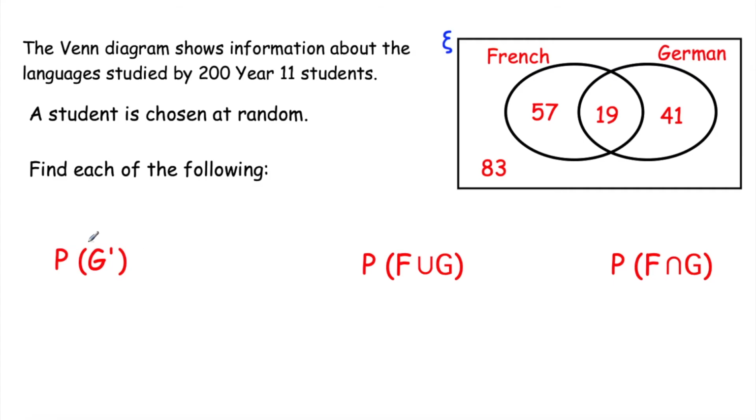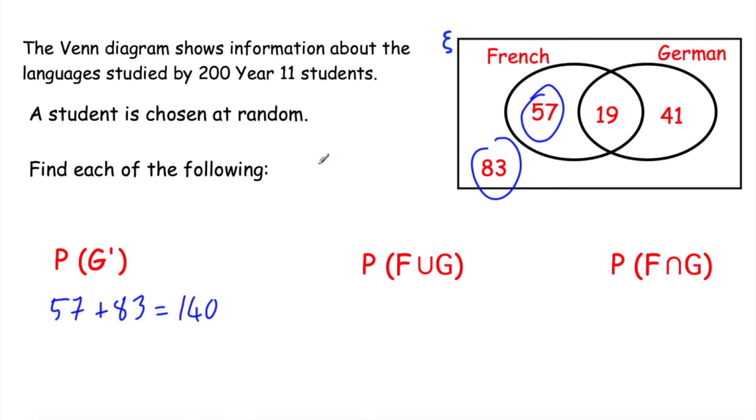Okay, this time we've been asked to find the probability that they don't study German. Remember, G dash means not G. So not studying German, well, that's going to be those students and those students, they don't study German. So we're going to do 57, they don't study German, plus another 83, they don't study any language. And if we add those two together, we get 140.